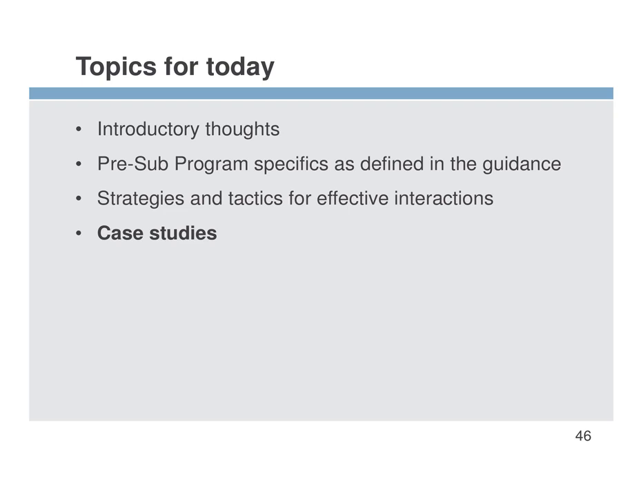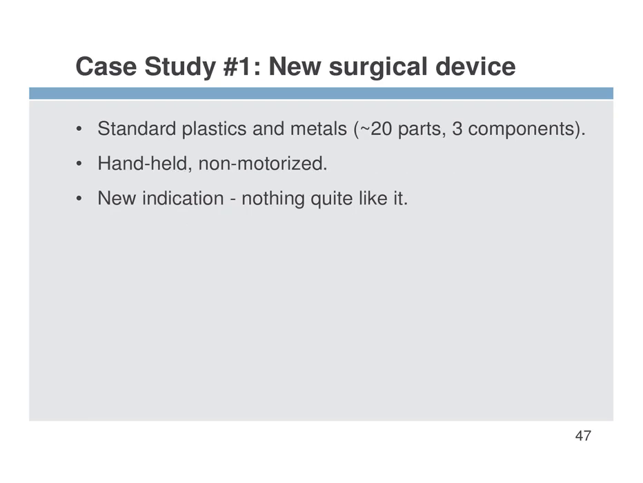Okay. Let's take a break for a second. Let me go through these case studies. These are, to me, sort of the more interesting interactions we've had. So, a new surgical device. I'd tell you more, but it's not a Cook device. But standard plastics and metals, about 20 parts, 3 major components. So you can see there's a little bit of assembly in here. It's not motorized. It's handheld. There's really no energy involved. But it's for a new indication. There's nothing quite like it.